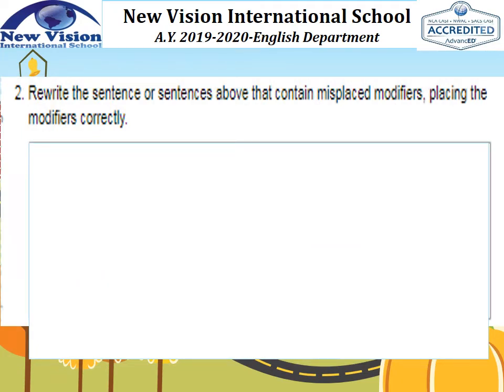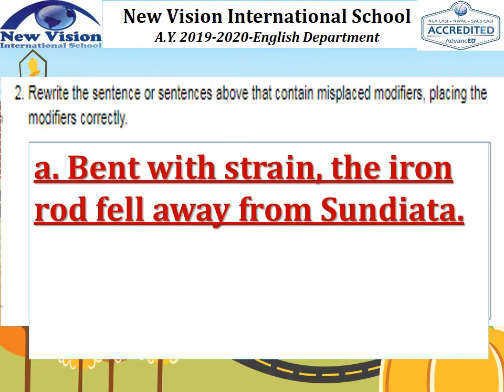Now it's your turn again for number 2. Rewrite the sentence or sentences above that contain misplaced modifiers, placing the modifiers correctly. So do the letter A because there's a mistake. For letter B, there's no mistake. It's already correct, so no need to rewrite the letter B. And then the letter C, and then the letter D. Okay, so it will become, for letter A, bent with strain, the iron rod fell away from Sundiata. For letter B, it's already correct, no need to write it.